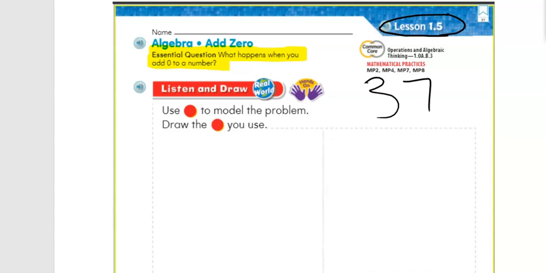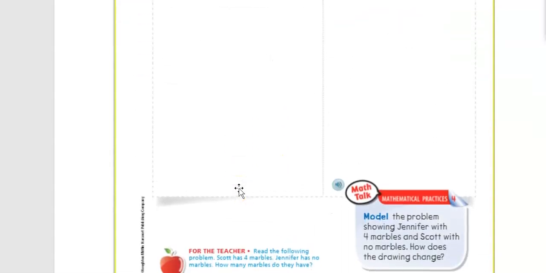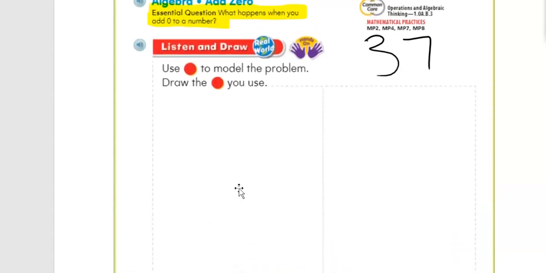So this is the part where you need your counters. Make sure you have your counters, and your book should be laying flat on a table or a desk, and you should be modeling these with your counters. I will be modeling with the colors on the screen because I can't put my counters on here. So here's the problem. Scott has 4 marbles. Jennifer has no marbles. How many marbles do they have? No marbles is the same as the number 0. 0 would be nothing.